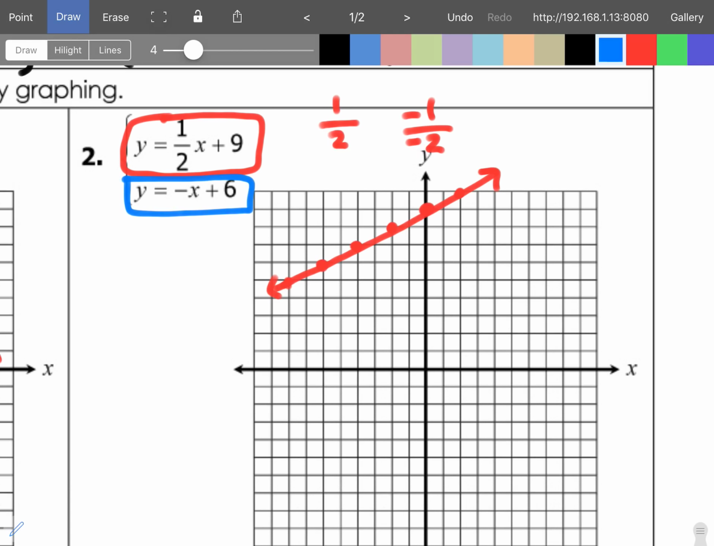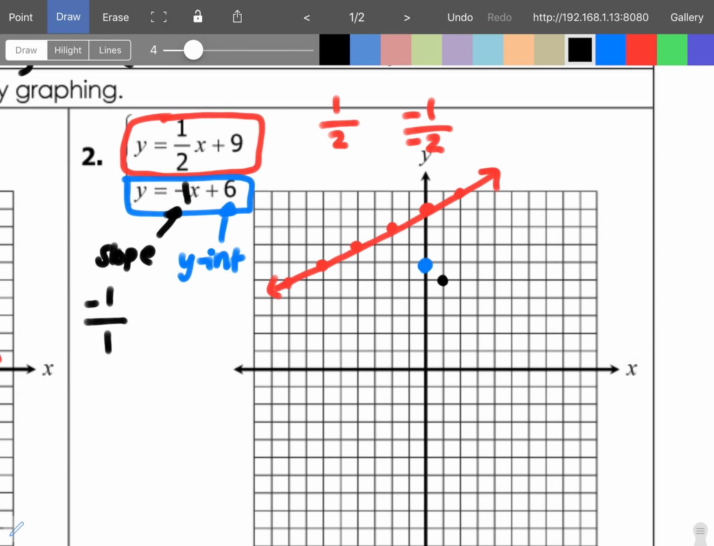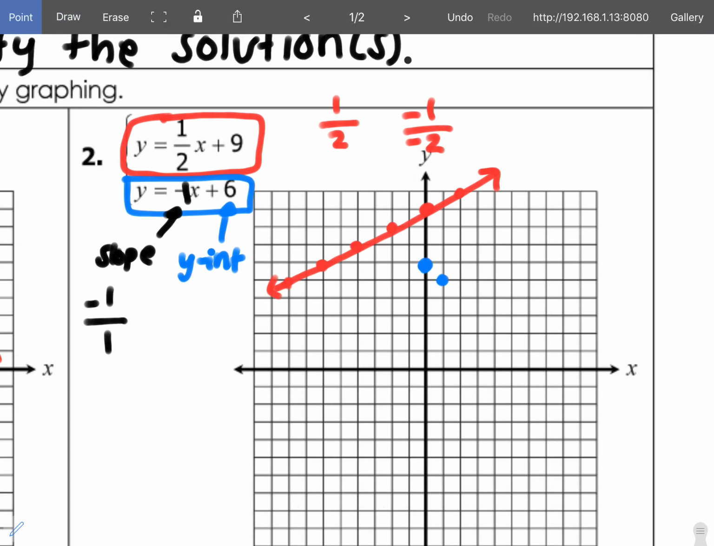Okay, so 6. I'm going to start with this 6 first. This is my y-intercept. So I'm going to go up 6 on the y line, which is right here. And then from there, I'm going to graph my slope, which is negative 1 over 1. You always make it a fraction if it's not a fraction already. So we're going to go rise negative 1, run positive 1. I can also say rise positive 1, run negative 1.